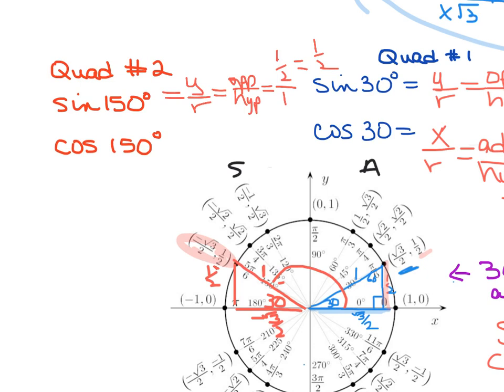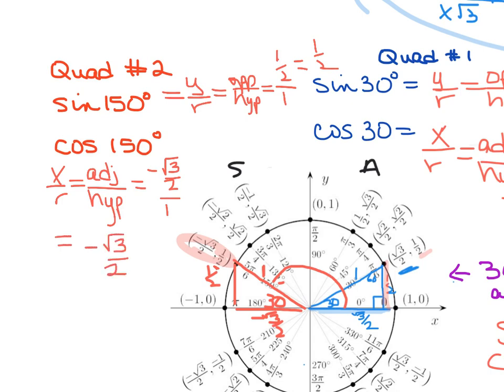So then cosine of 150, again, that's x over r, or adjacent over hypotenuse. It's negative √3 over 2 divided by 1, which just gives me negative √3 over 2. Remember, in this quadrant, the only things that should be positive are sine and its reciprocal. Notice the answer I got for sine was +1/2, but for cosine it was negative. So again, it's following that acronym.